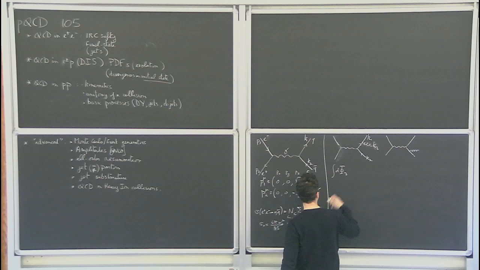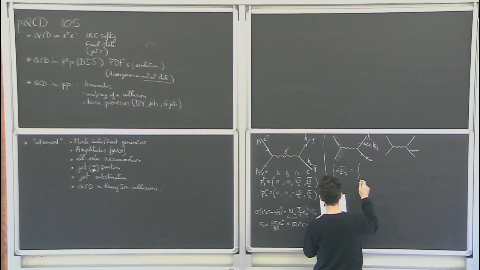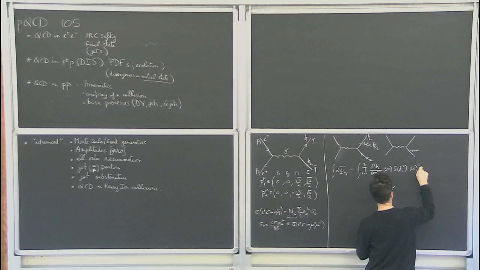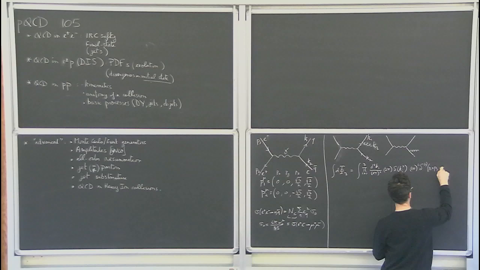Let me try to keep the same notations that I have here. There's going to be a product for i going from 1 to 3 of d^4 k_i over (2 pi)^4 times 2 pi delta of k_i squared, times (2 pi)^4 delta of p1 plus p2 minus the sum of the k_i.